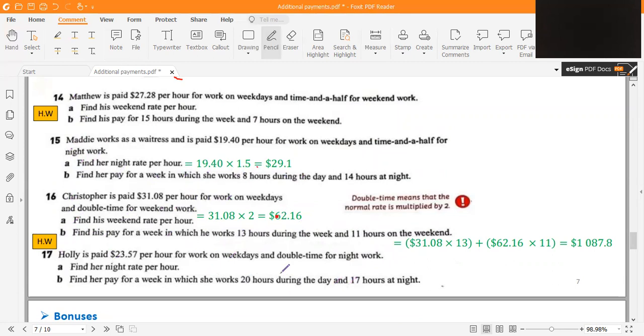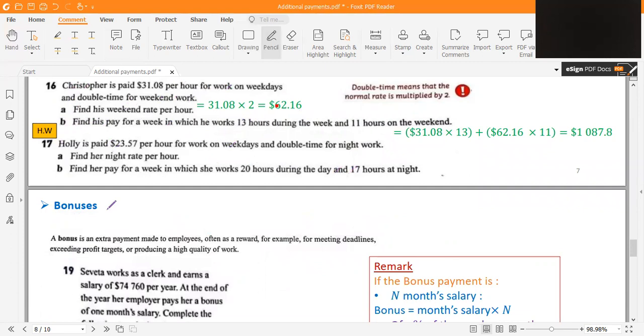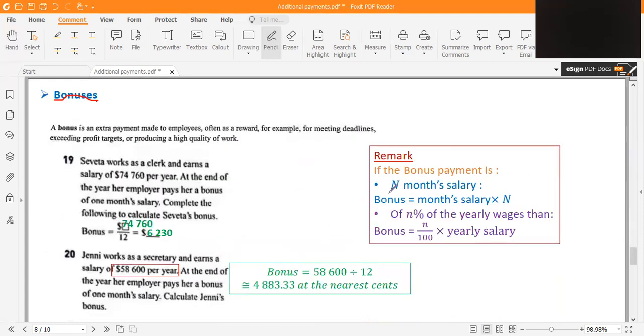Okay, so very easy. And the third type of additional payment is bonuses. If the bonus payment is n months' salary, then bonus equals monthly salary times n. We multiply it by the number of months' salary. If the bonus payment is n% of the yearly wages, then bonus equals n over 100 times yearly salary. So it is very easy to compute that.